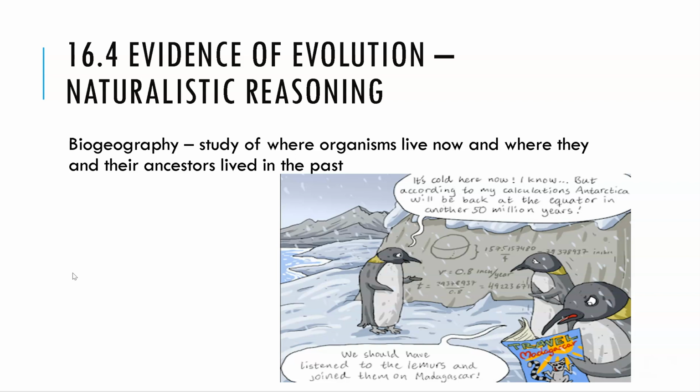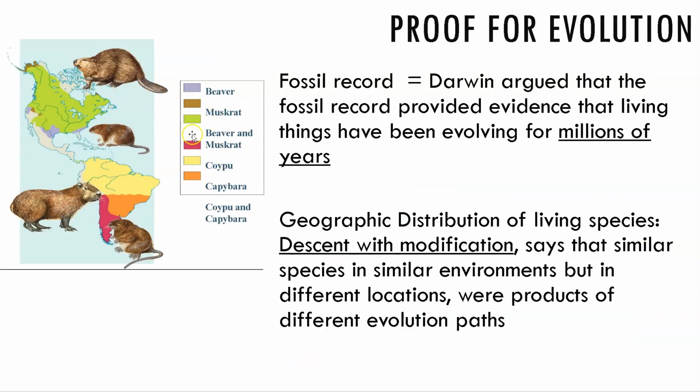Remember the ostrich and the emu and the rhea. And so study where organisms live now and where they and their ancestors lived in the past. This is biogeography. For example, you can see all these different types of organisms. They all are a little bit similar, but they all are different. This is biogeography. Not only that, Darwin saw the fossil record, which kind of ties into biogeography.